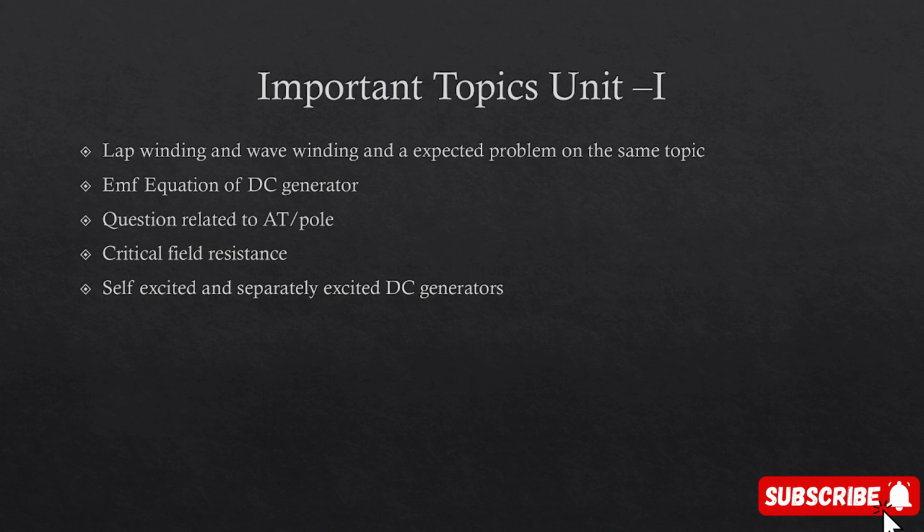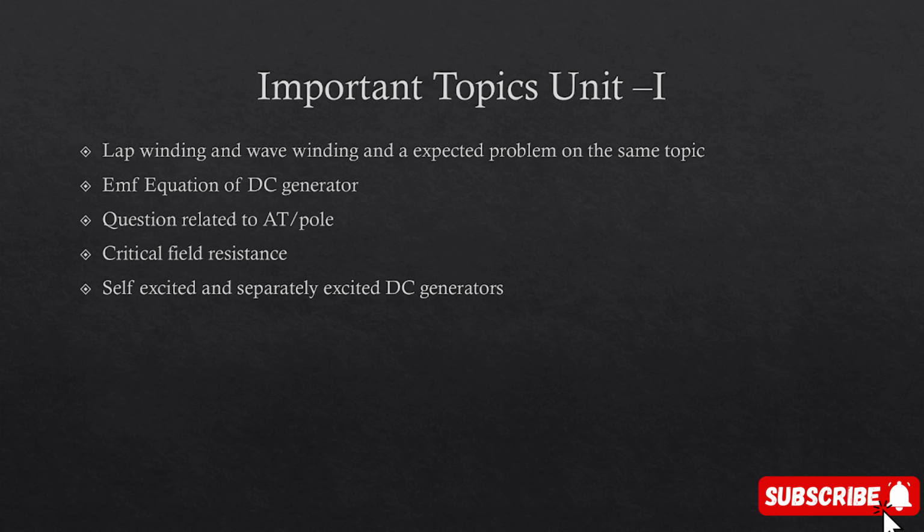Now coming to the important topics. Important topics for unit 1 would be lap winding and wave winding. You can expect a problem from this, and even if you don't get a problem, there might be a chance that you will get a theory question. Again, you have the EMF equation of a DC generator. That would be theory, and you need to write a few equations, so that will be a little difficult.